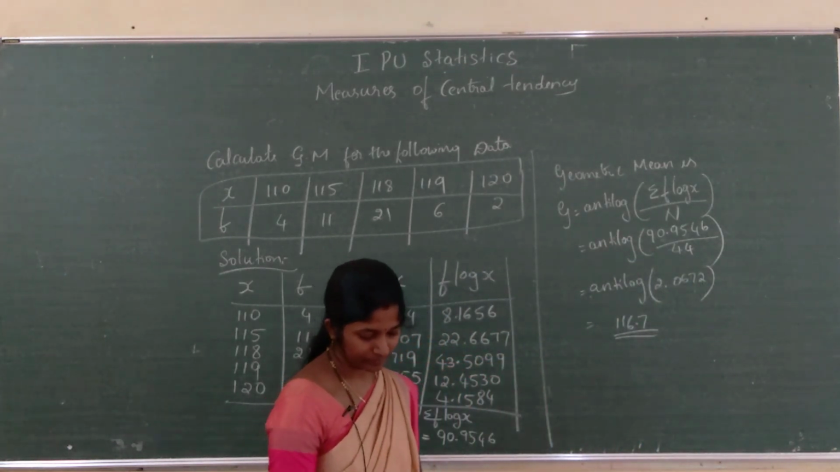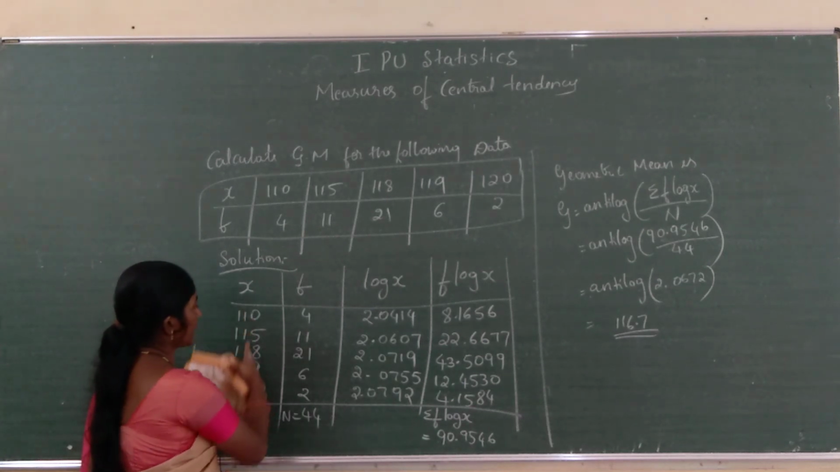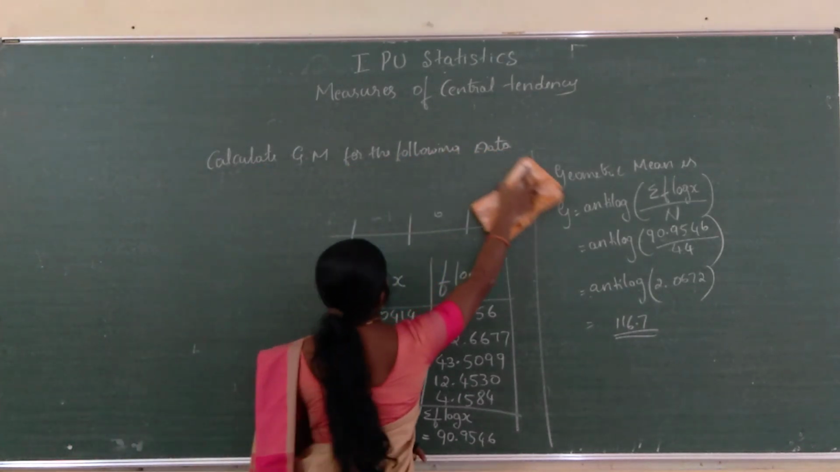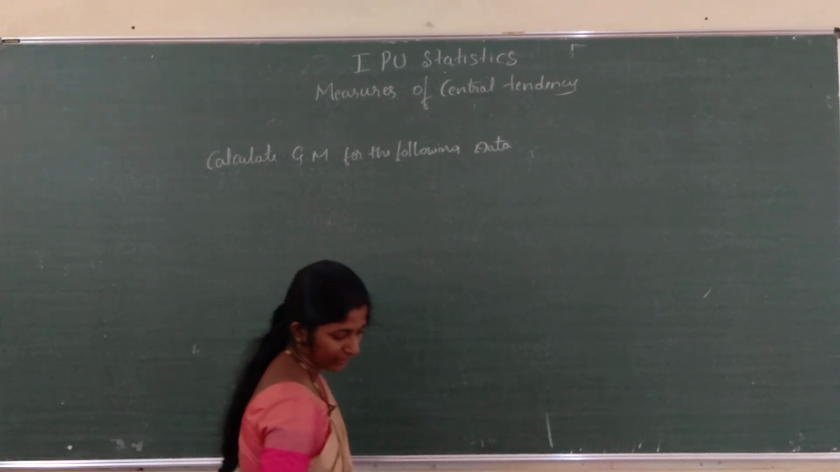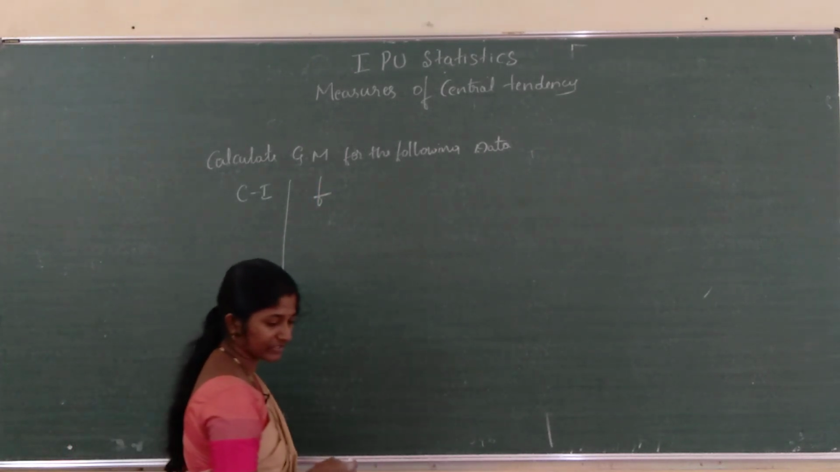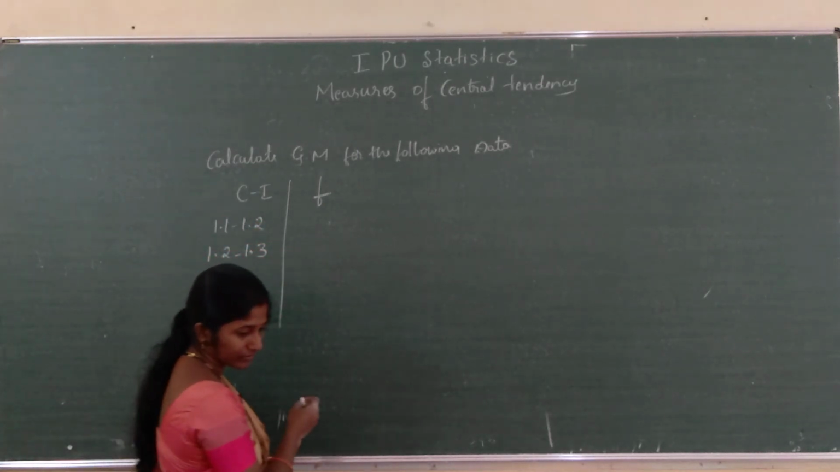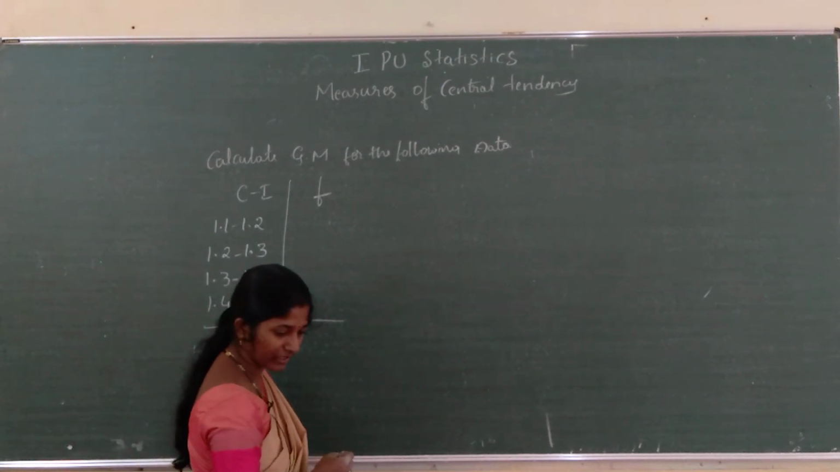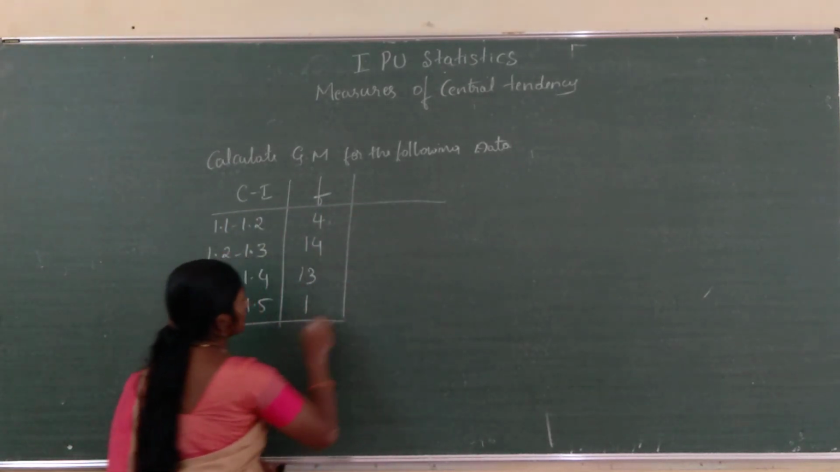Okay. Next problem, continuous. See, continuous problem and discrete problems are same. Here x directly given, but in the continuous what you have to do, we should find out the midpoint. Find the geometric mean. Class interval is given: 1.1 to 1.2, 1.2 to 1.3, 1.3 to 1.4, 1.4 to 1.5. Frequency: 4, 14, 13 and 1. Okay. This is the question.